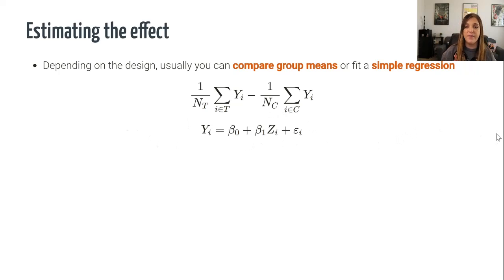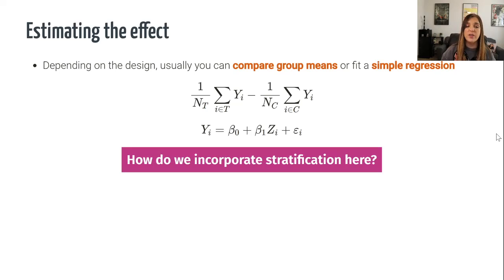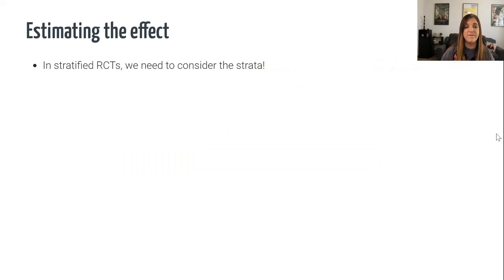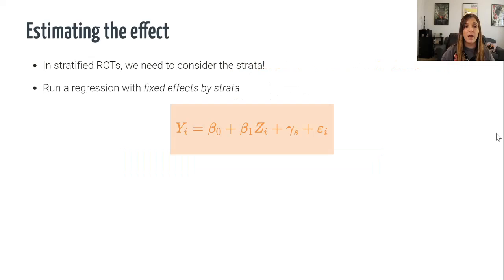However, here we don't have a traditional simple RCT design. We have it stratified. So because we have it stratified, there's something else that we need to do, which is incorporate a fixed effect by strata. That basically means that I need a dummy for each of the strata. I'm sorry if this is confusing with stratum and strata, but basically I need a dummy variable for each of these categories, okay? And this is contained here in this gamma sub s.